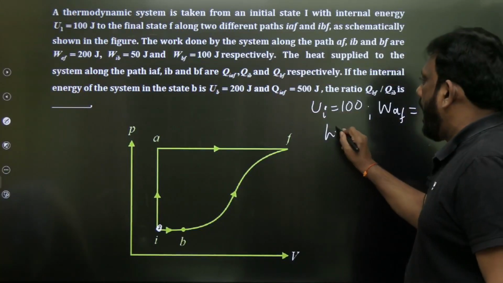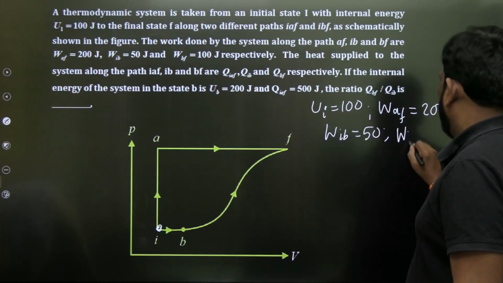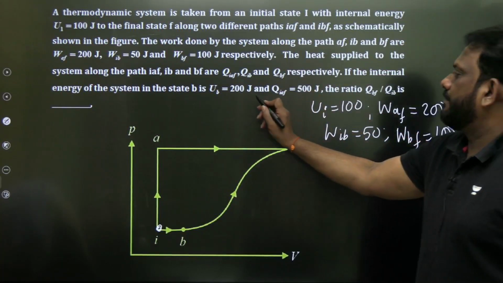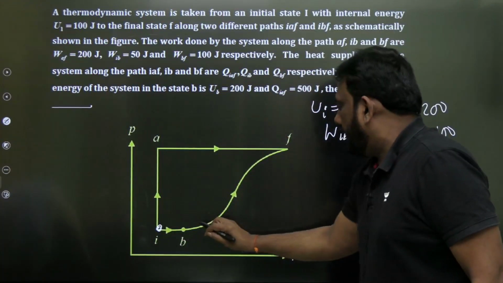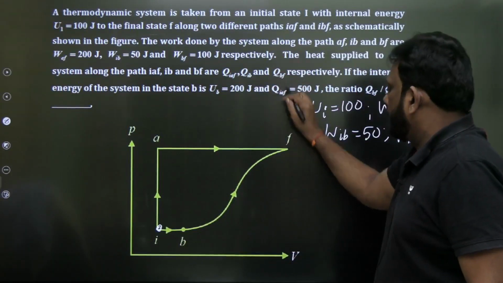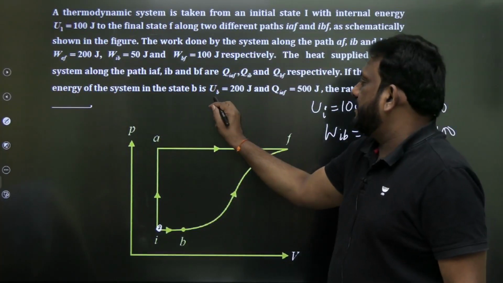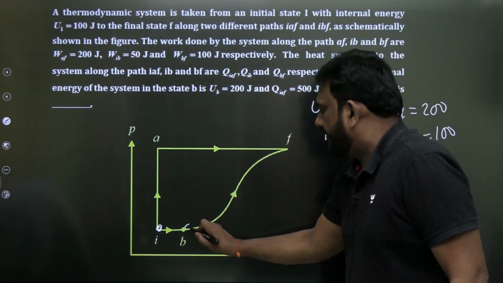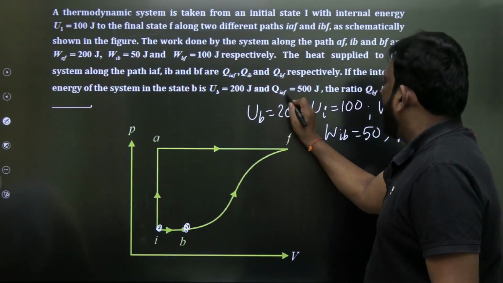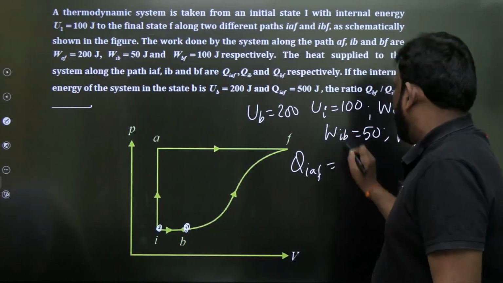Work done along IB is 50, all in joules, and work done in BF is given as 100. The heat supplied to the system along IAF is QIAF, along IB is QIB, and QBF is the heat supplied along BF. The internal energy of state UI is given as 100. And QIAF is given as 500.